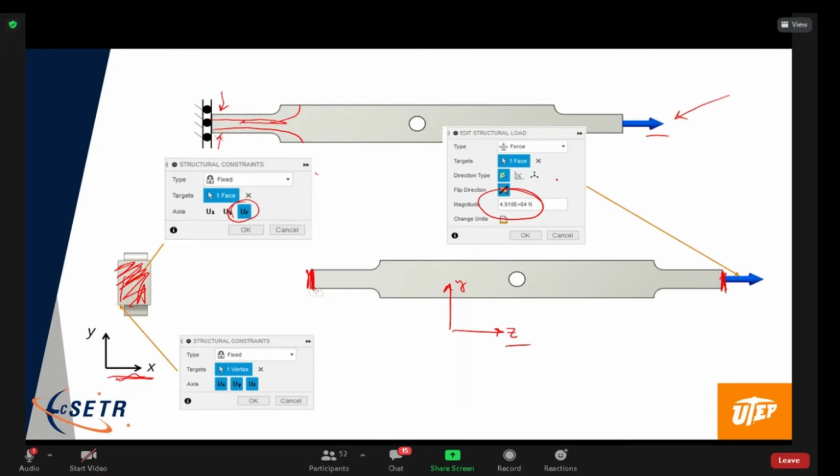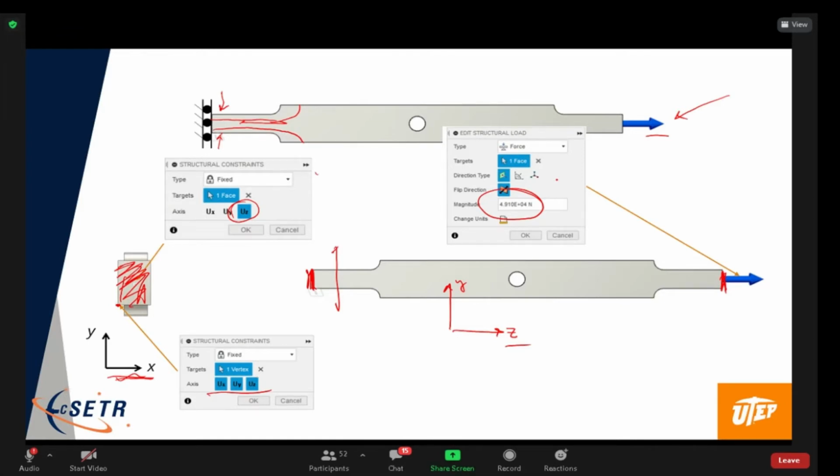Now, it can still move up and down and in and out of the page. So I wanted to just fix one point. So I just grabbed this one little corner, and I'm going to fully fix that in X, Y, and Z. So just that one point, it's like it's pinned, right?